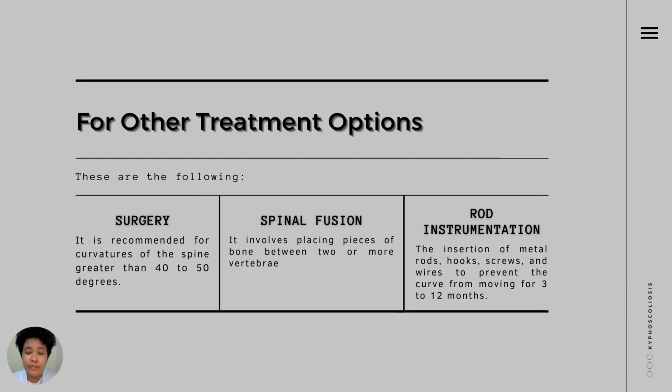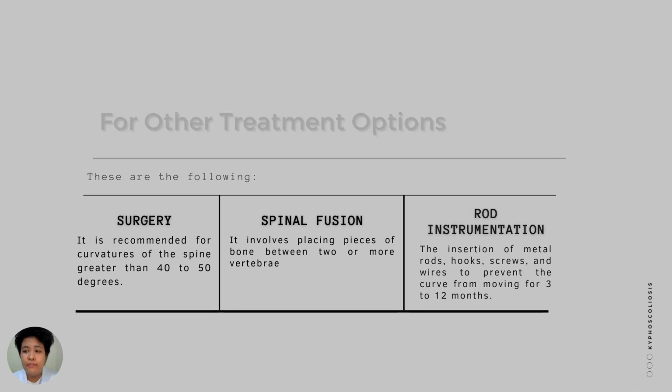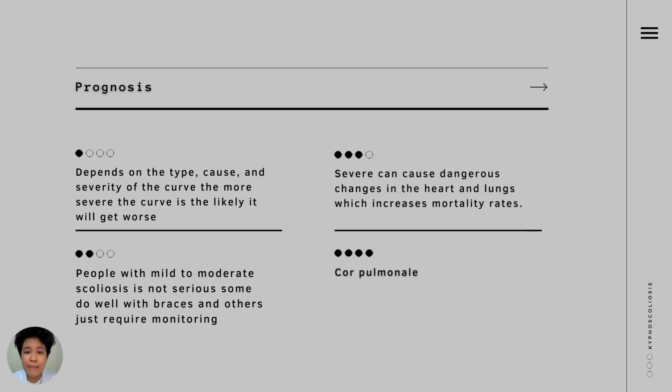These are the other treatment options for a person who has kyphoscoliosis. First is surgery, such as spinal fusion and rod instrumentation. And for the prognosis, it depends on the type, cause, and severity of the curve. The more severe the curve, the more likely it will get worse. For people who have mild and moderate scoliosis, they can use a brace and some require monitoring. It can be severe because it can cause changes in the position of the heart and lungs in the thorax, which increases the mortality rate of people who have kyphoscoliosis.